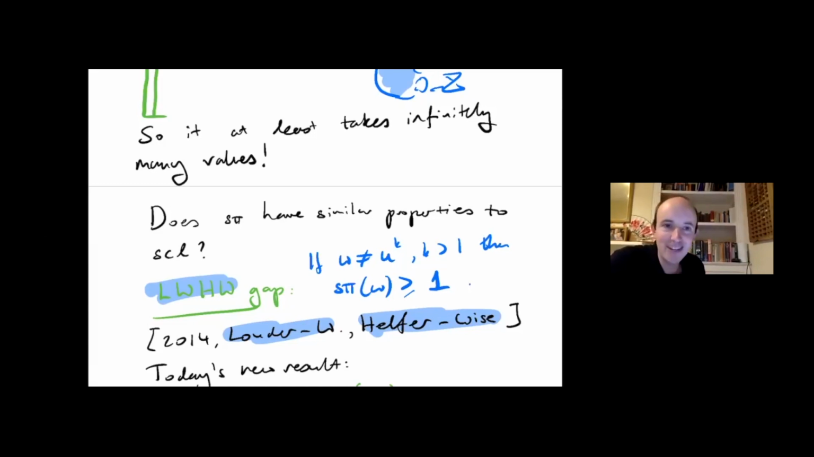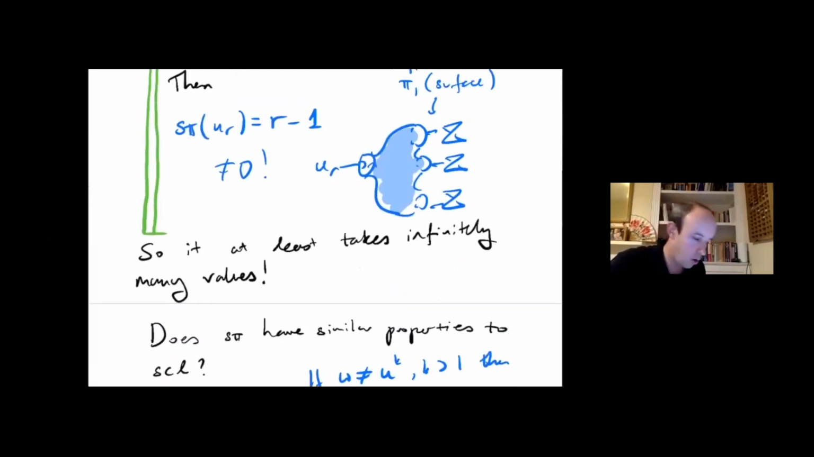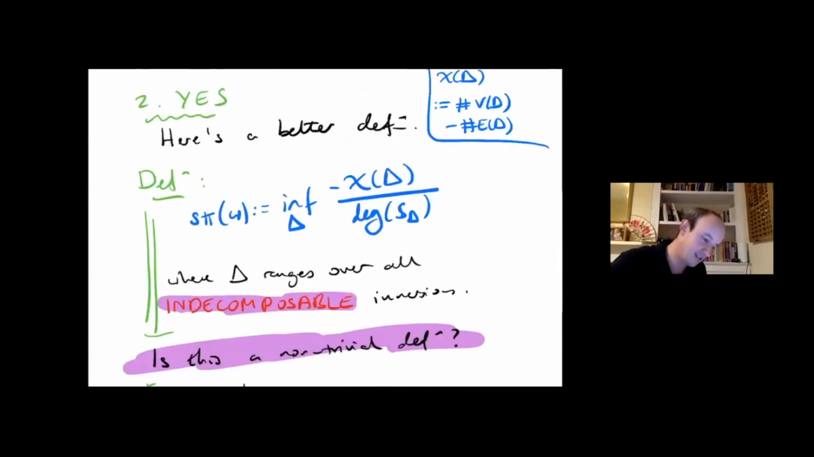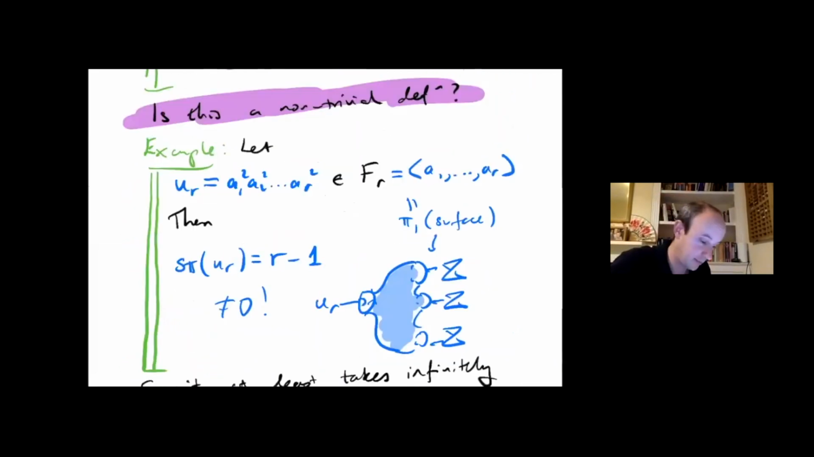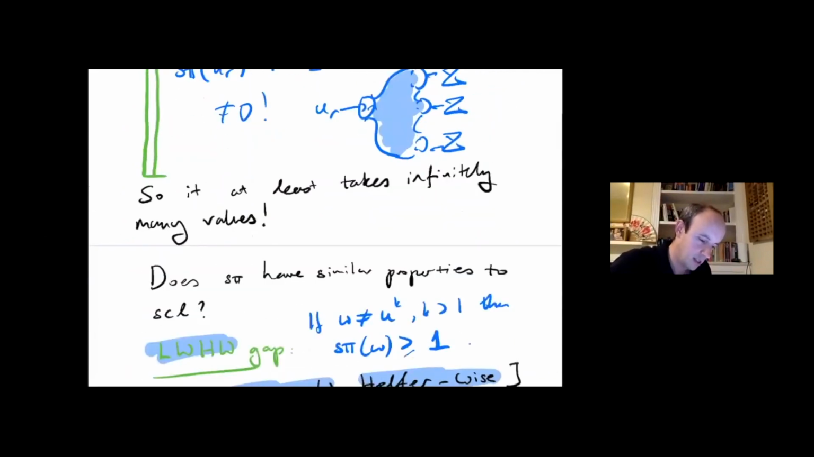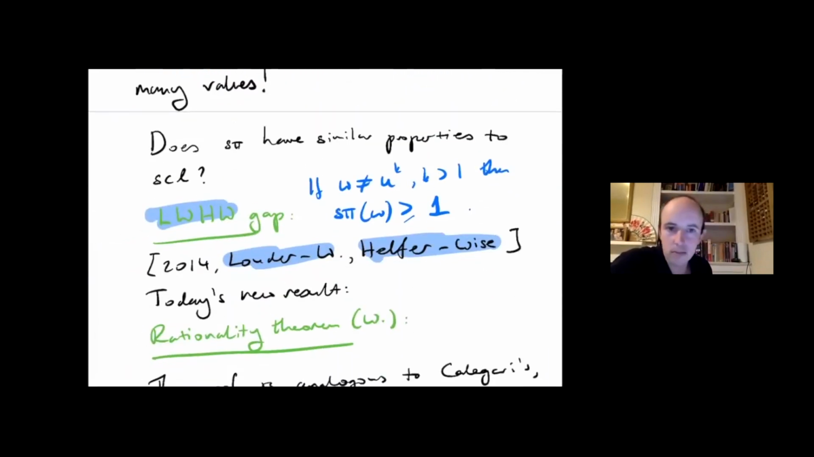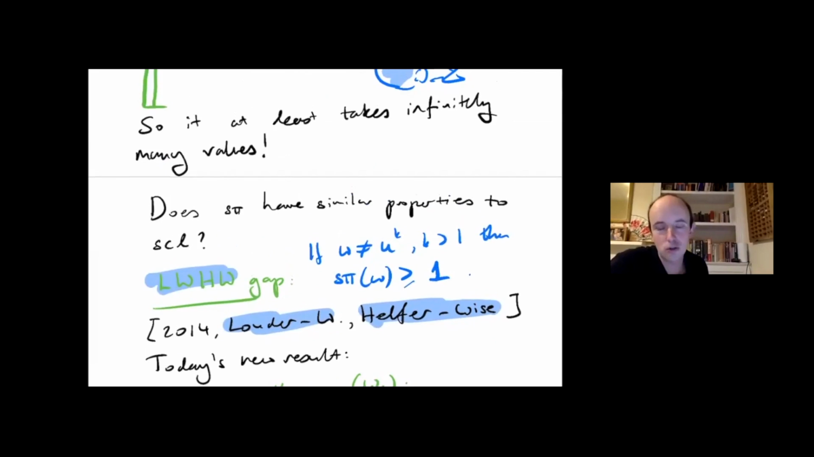Now at the time when we proved this result, there was no definition of S pi. So what we proved is that these quantities here are always at least 1. And so therefore the infimum across them has to be at least 1. So that's one. It's an old theorem, but it has a new interpretation in terms of this definition.